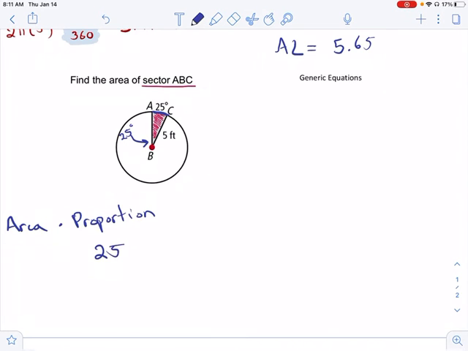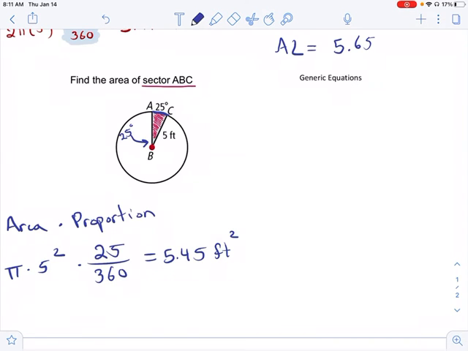So the portion of the circle that I'm trying to figure out is this 25 over 360. And then the area of that circle is pi times my radius squared. So this should be my equation. I'm just going to plug this in, figure out what I get. I end up getting 5.45.